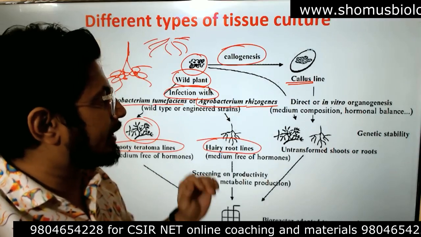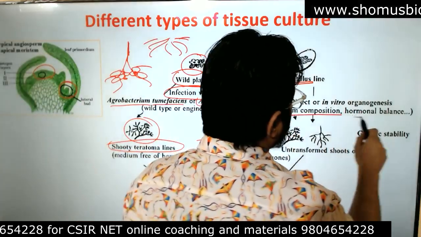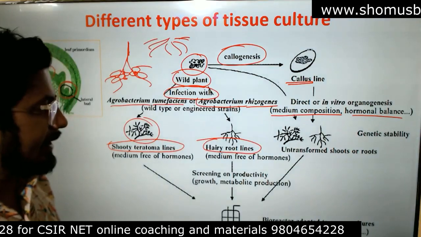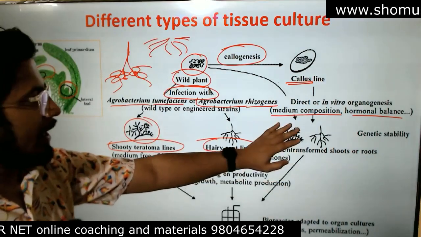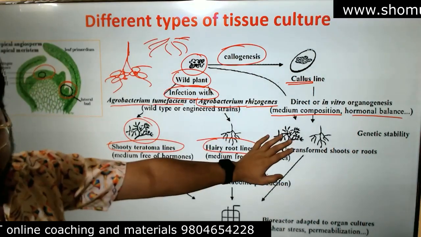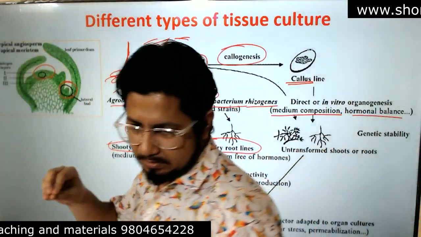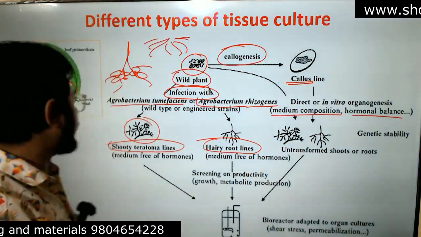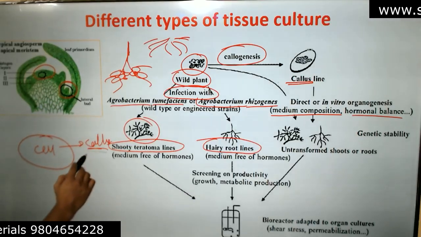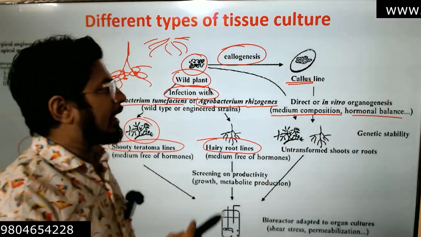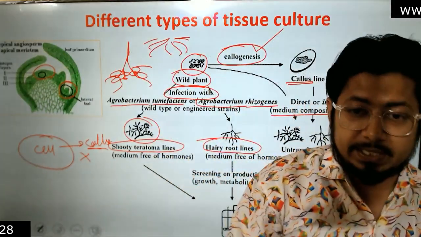Direct or in vitro organogenesis is done, and in vitro means what? We have a medium composition and the hormonal balance needs to be provided, and then untransformed shoots or roots, whatever is present which is not transformed, okay. In this case we are simply seeing whether the transformation is done or not, but even without transformation we can simply take the cells and put them in the medium, and once we do, the cell can form callus, or it may not form callus. So callogenesis may or may not be achieved.